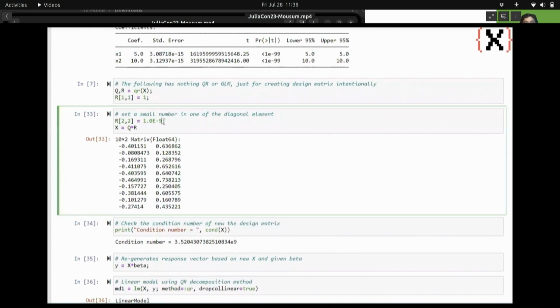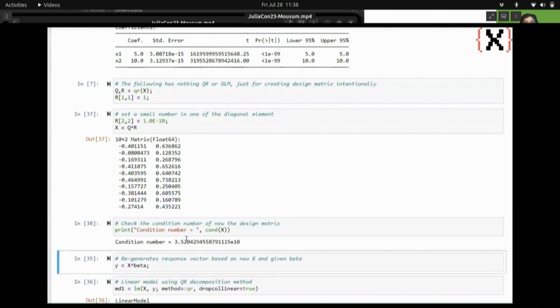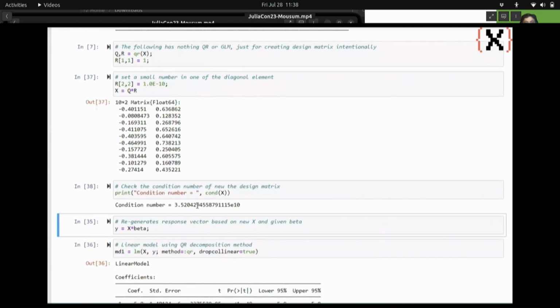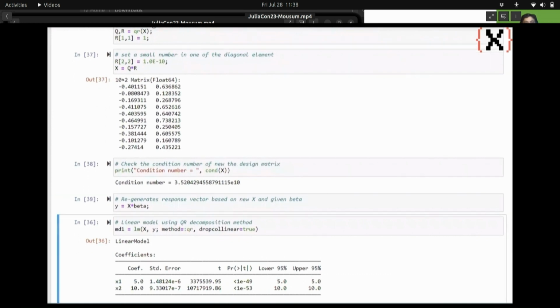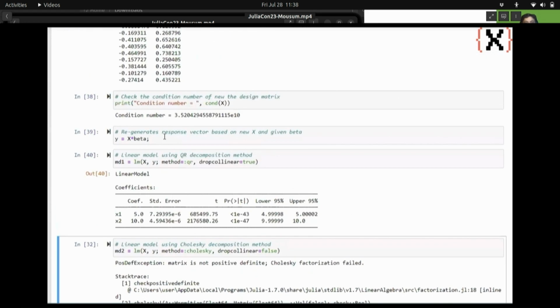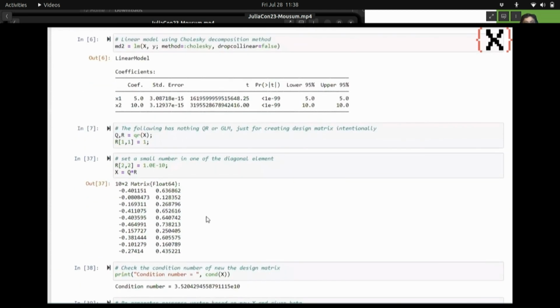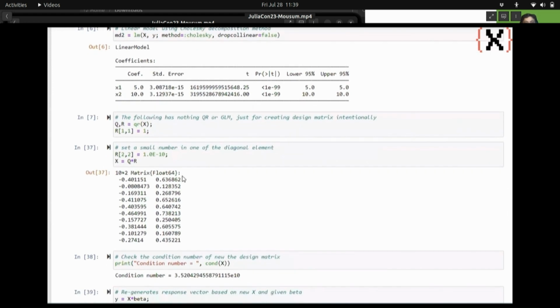Now 10. So the condition number is 3.5 times 10 to the power 10. Still I'm getting perfect estimates using the QR decomposition method. So now we can understand why we usually say that QR decomposition is a very stable method, numerically stable.